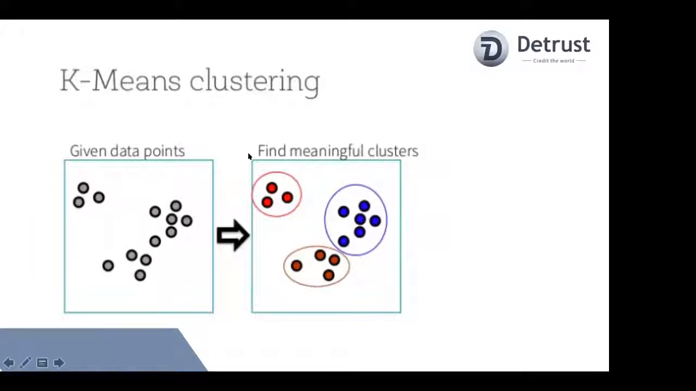K-means can be used to do unsupervised clustering. On the left side, that is our data. K-means will put in start points, compute the distance between each node, and then classify the nodes into different segments. That is how k-means works.